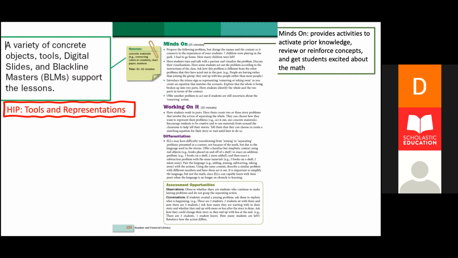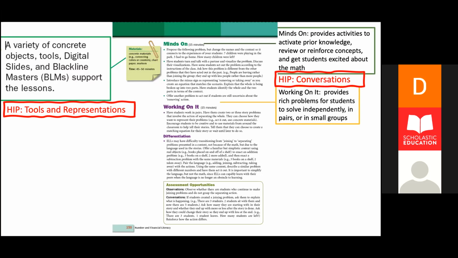Any three-part lesson, this is what we want to do, which is where we're really focusing on those math conversations with our kids and making sure there's not just teacher, student, but teacher, student, so there's active listening happening. During the working on it, this is when we assign those rich problems and we have the kids either working independently or in pairs or in small groups. So we're problem solving with the kids.